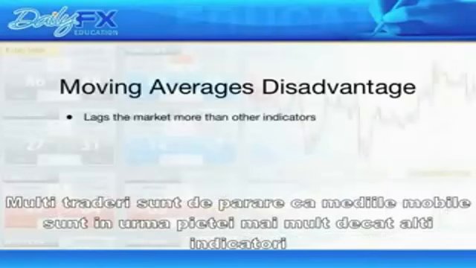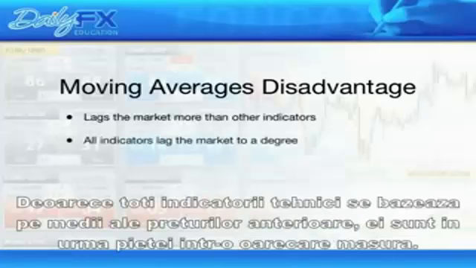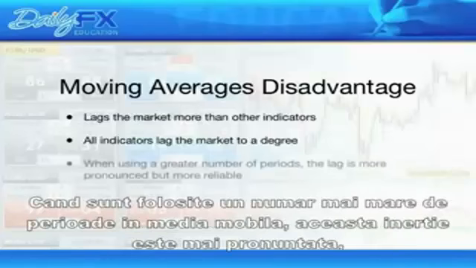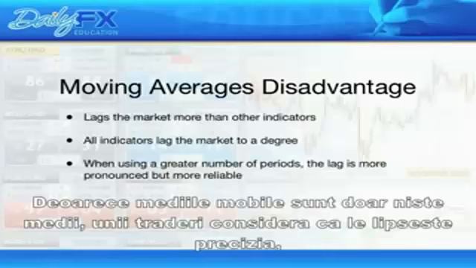Many traders feel that moving averages lag the market more than other indicators and are less precise than indicators such as the Fibonacci tool. Since all indicators are based on an average of previous price action, they lag the market to a degree. When using a greater number of periods in the moving average, the lag is more pronounced but more reliable. When using a lesser number of periods in the moving average, the lag is less pronounced but less reliable. Again, since moving averages are based on just that, averages, some traders feel they lack precision.